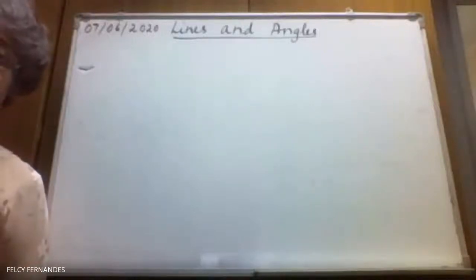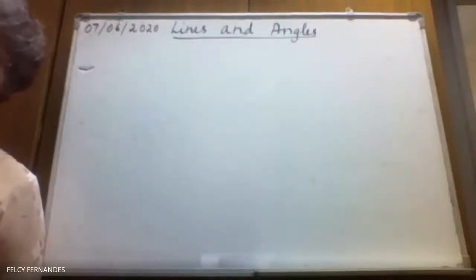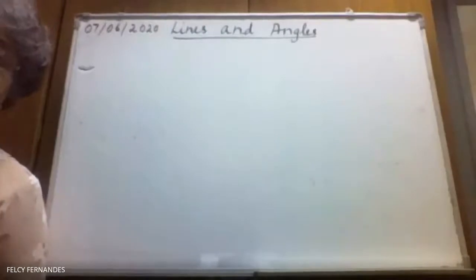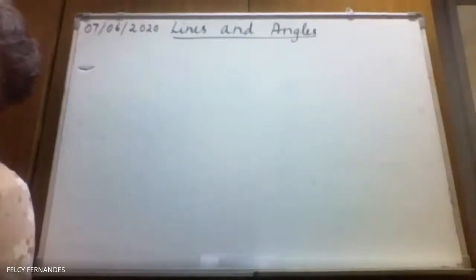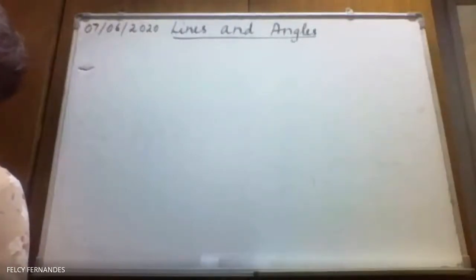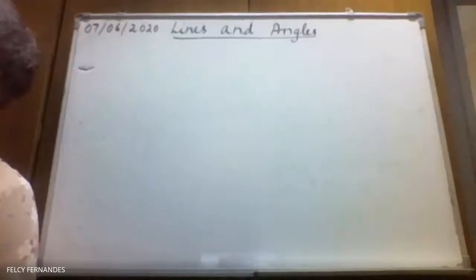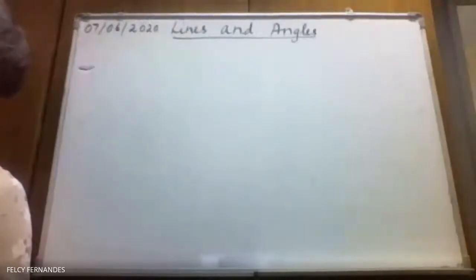Complementary means a pair of angles whose sum is equal to 90 degrees. A pair of angles whose sum is 90 degrees is called complementary angles. Then we learn supplementary. Supplementary means a pair of angles whose sum is equal to 180 degrees.